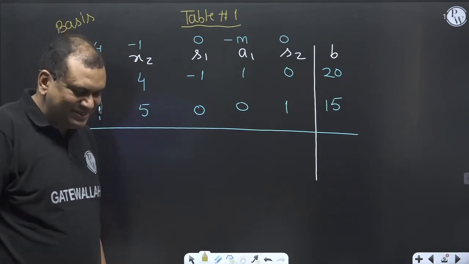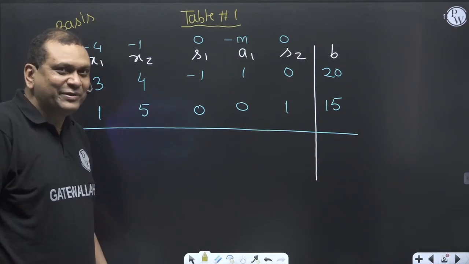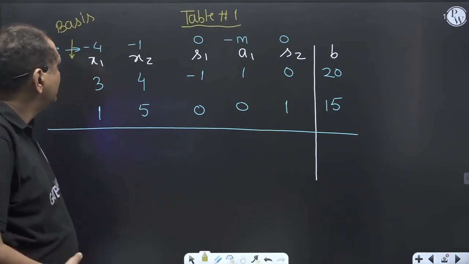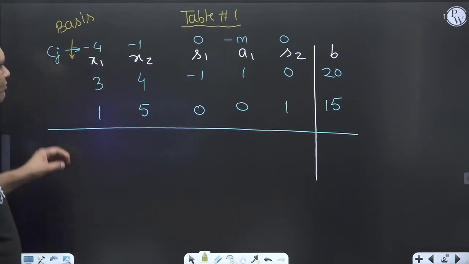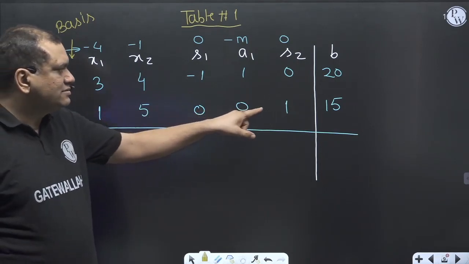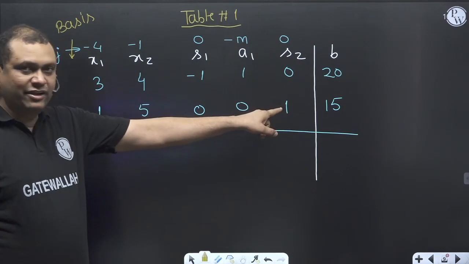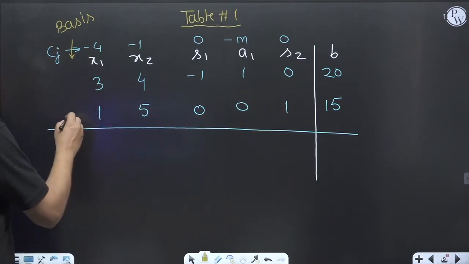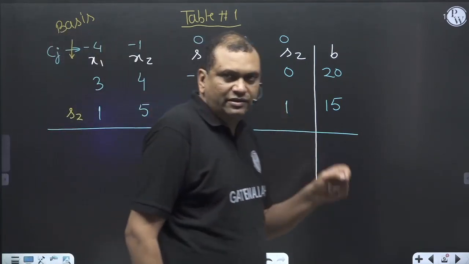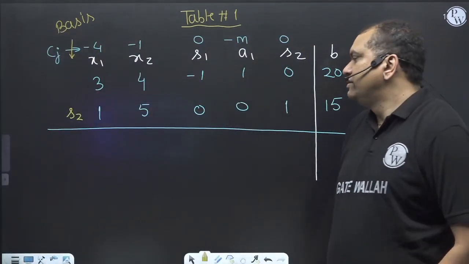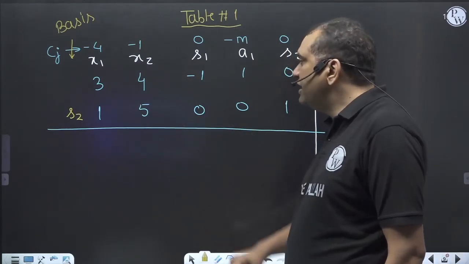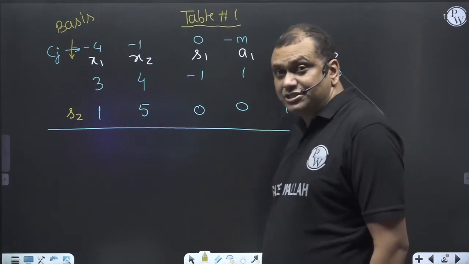Once again, another funda. In the second constraint, there is a slack variable, na? S2, so that S2 will enter into the basis. S2 is appearing in the second constraint, so that will appear into the basis first.